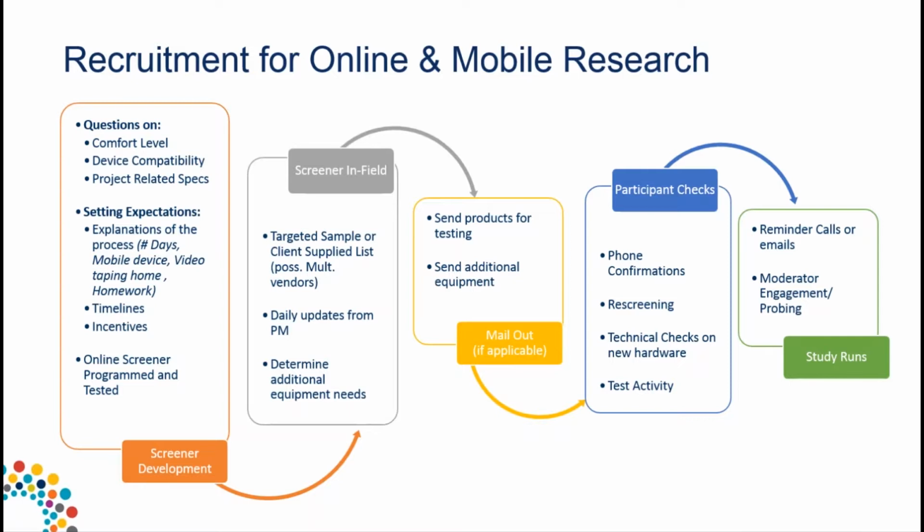So the screener in-field is the next area in the flow diagram, and from a recruiting perspective, we're either recruiting from online panel sources or perhaps customer supplied lists. We can potentially work with multiple suppliers or work with our own proprietary panels. You would also receive daily updates from a project manager, and we'd also determine if there's any additional equipment needed.